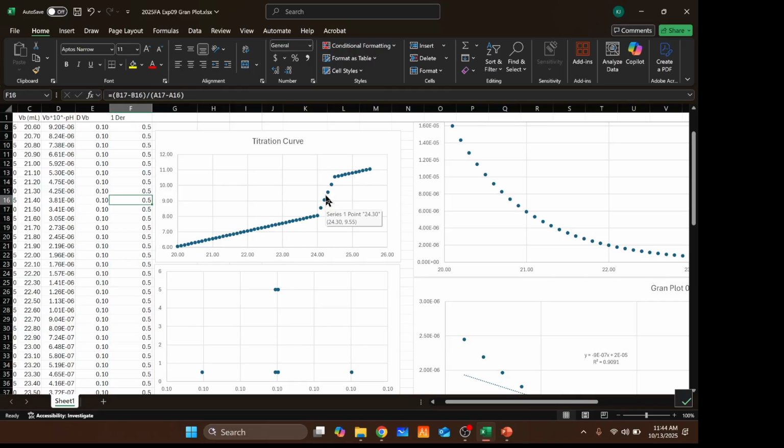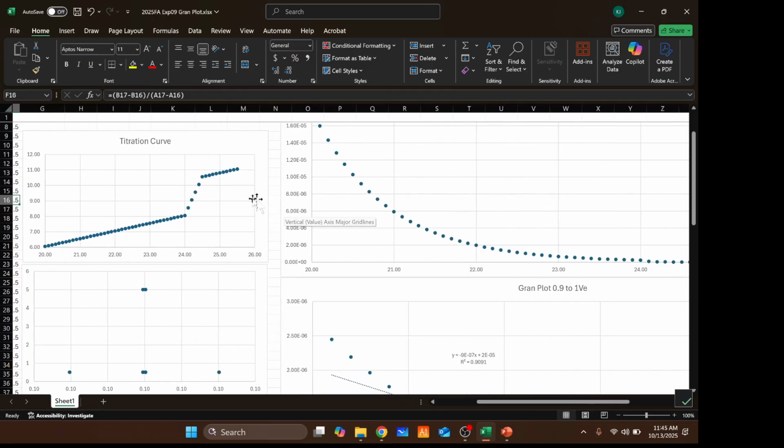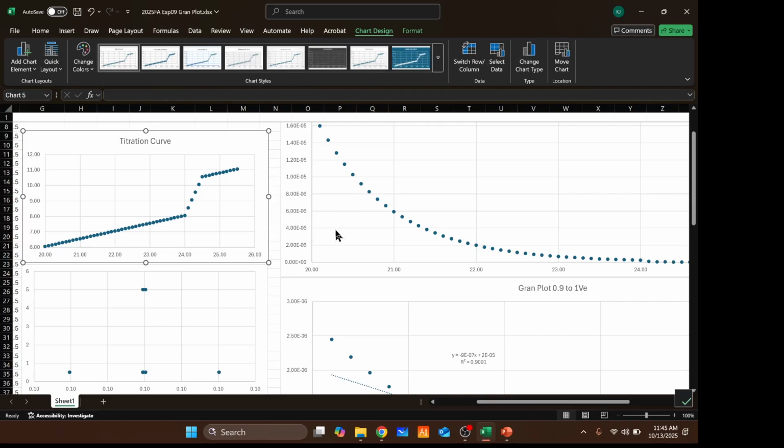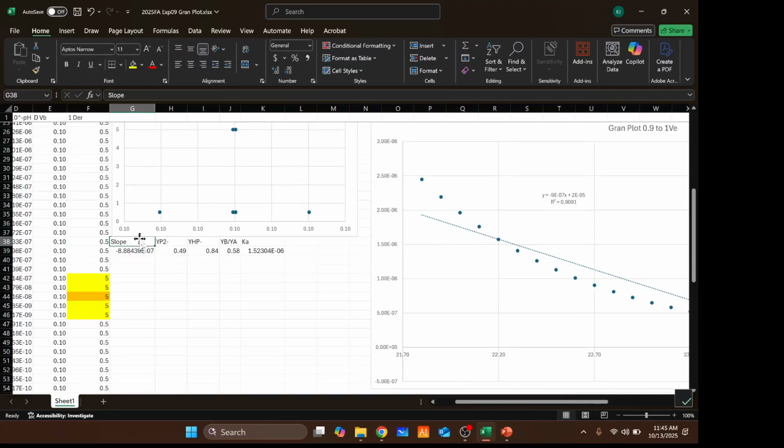That's your equivalence point. Okay, did that answer the question? Yeah, so we basically just did step one. Then the rest we can get from plugging in. Yeah, so the next part is going to be getting the Ka.